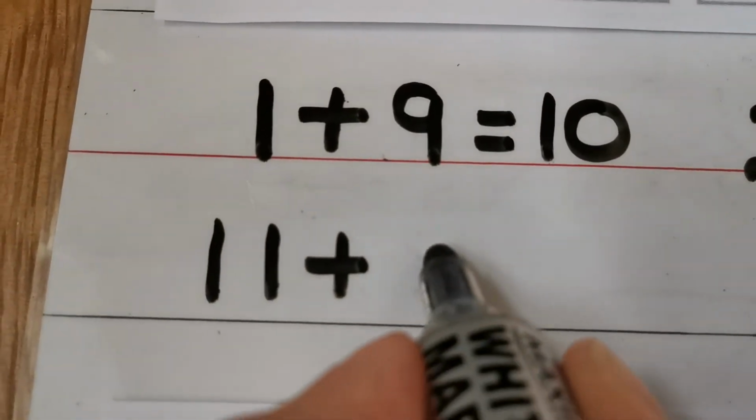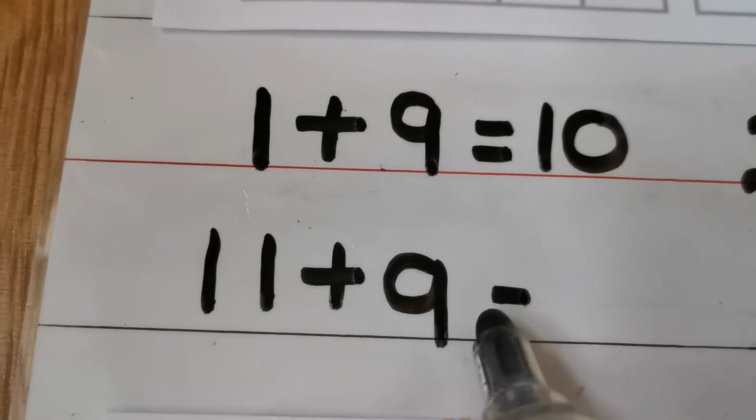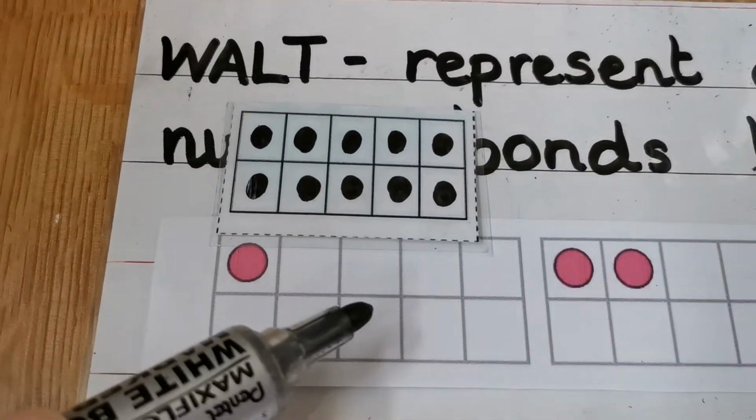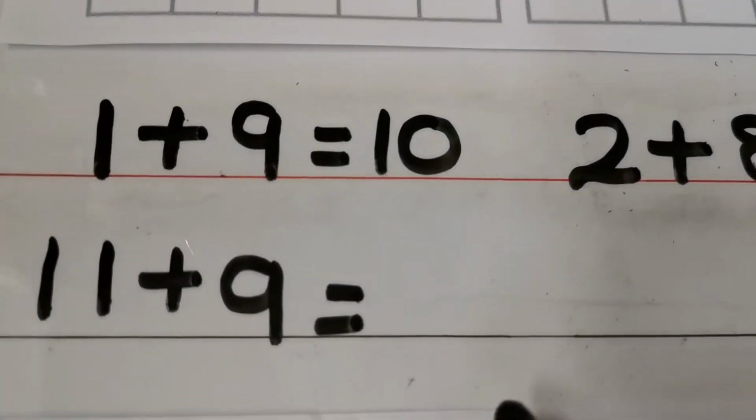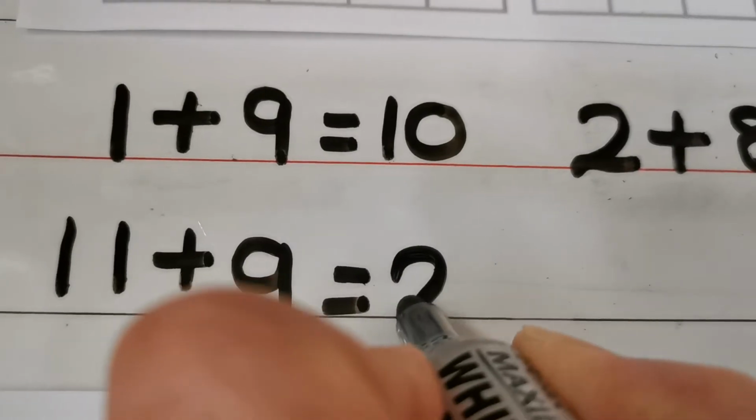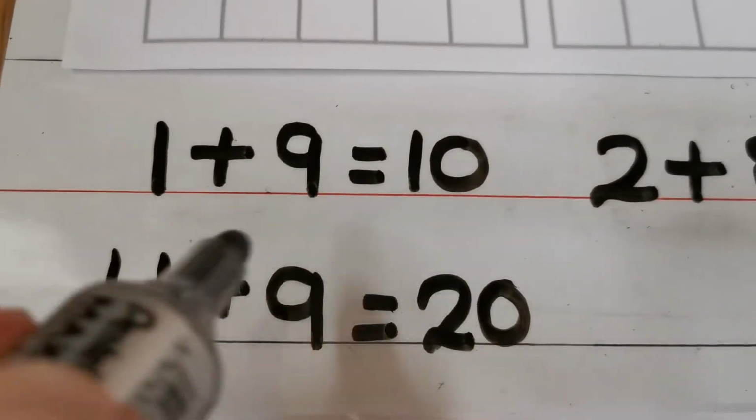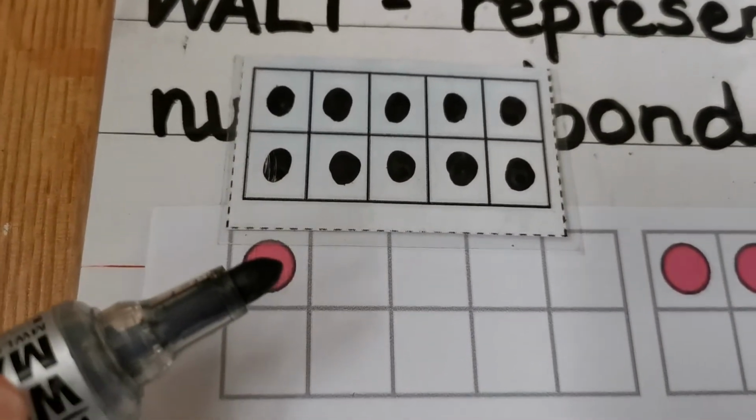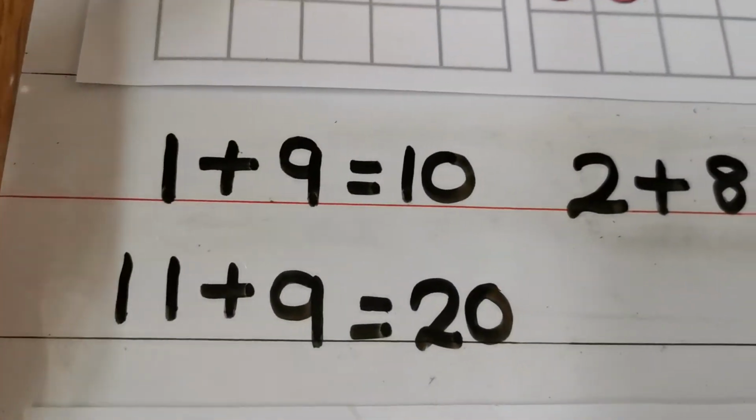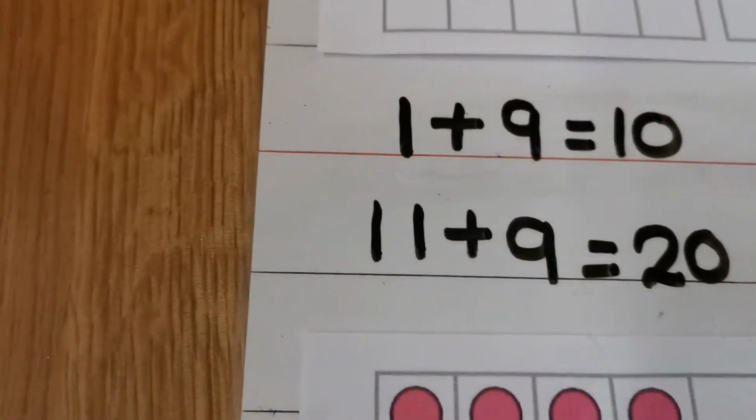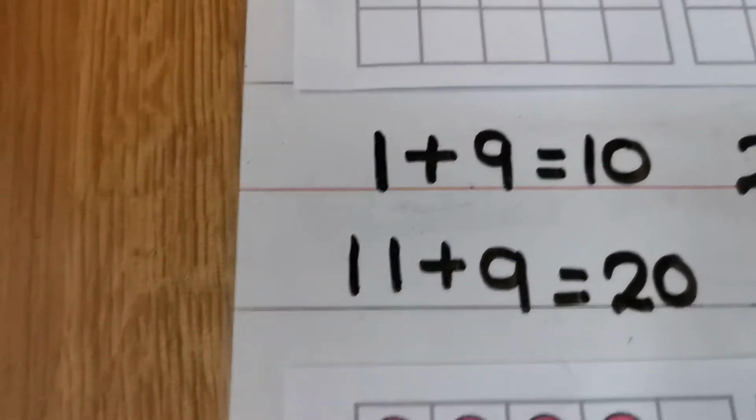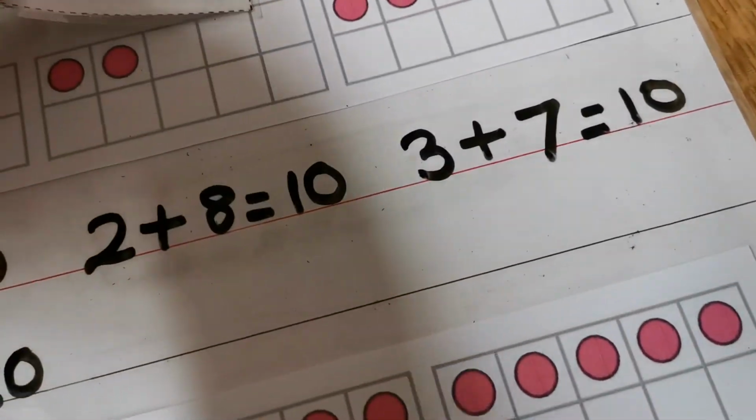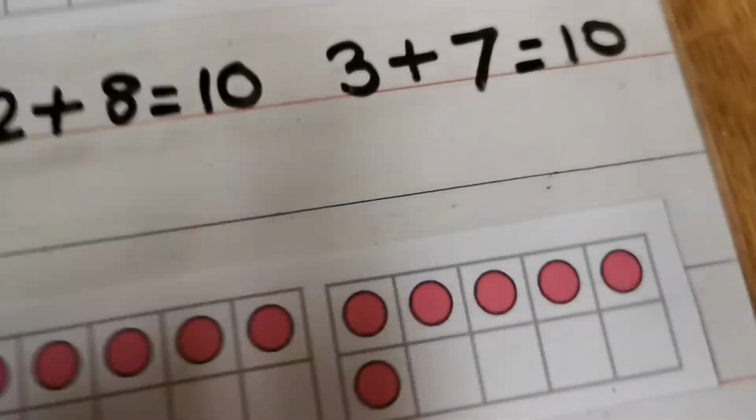So 11 add 9 equals, not 10 this time, it's 2 sets of 10, which is 20. Remember, we're doing number bonds to 20. So 1 add 9 equals 10. But if I add another 10 to it, 11 add 9 equals 20. Can you see the pattern there? Maybe if you can't, you might do in a minute, because I'm going to move my tens frame along to the next one. We're going to do this one together.